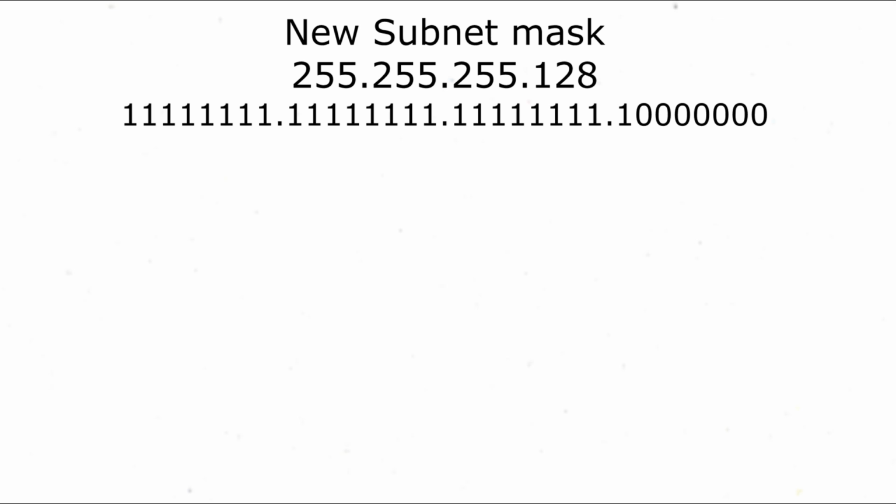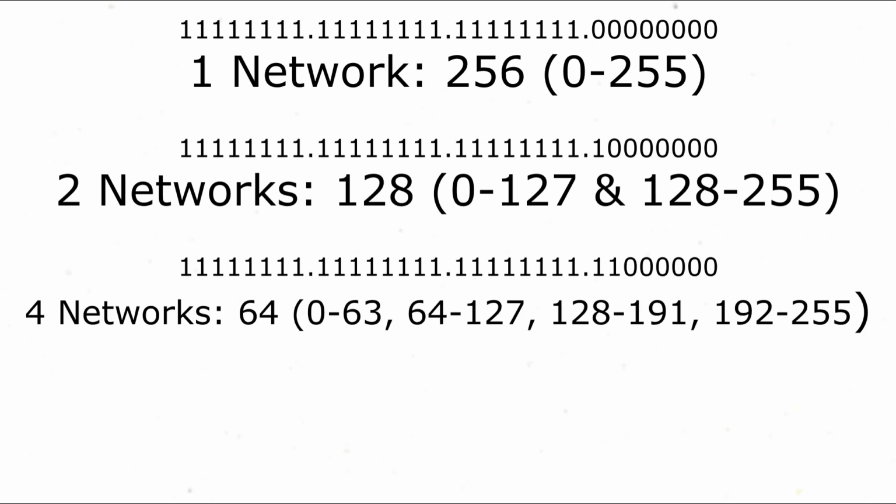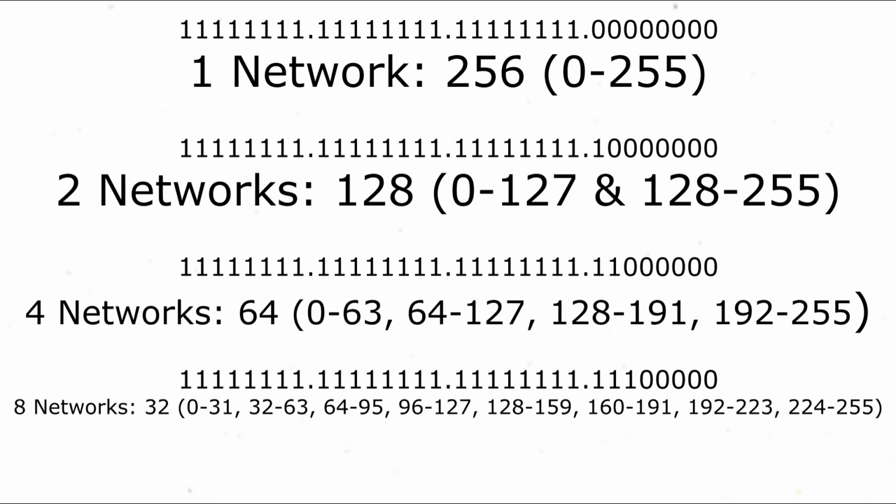So instead of having one network with 256 addresses, which is the case for the default subnet mask, we would instead have two subnets, each with 128 addresses. First with 0 to 127, and the second with 128 to 255. If you borrow a second bit, we would again be dividing the network, and we will now have four networks, each with 64 addresses each. If we borrow a third bit, we would again be dividing the network, and we would now have 8 subnets with 32 addresses each. Each time we borrow another bit from the host portion, we divide the network as such.